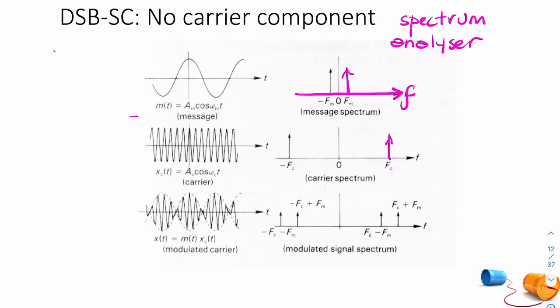So when you multiply these two signals, so here if I multiply the message times the carrier, I end up with something that looks like this. So this is your original message there. The envelope isn't very helpful, but look at the spectrum. We have a component at FC plus FM and FC minus FM, but we don't have a component at FC. That doesn't exist because this is no longer DSB-LC, it's DSB-SC.